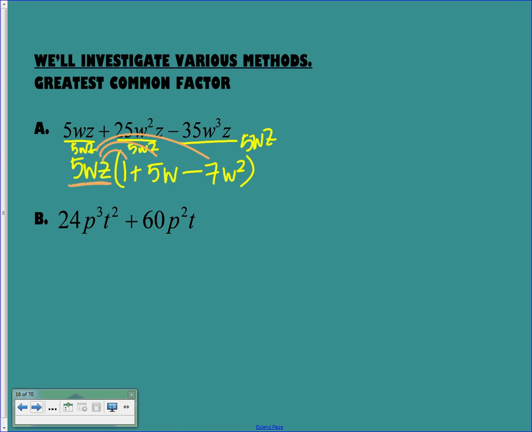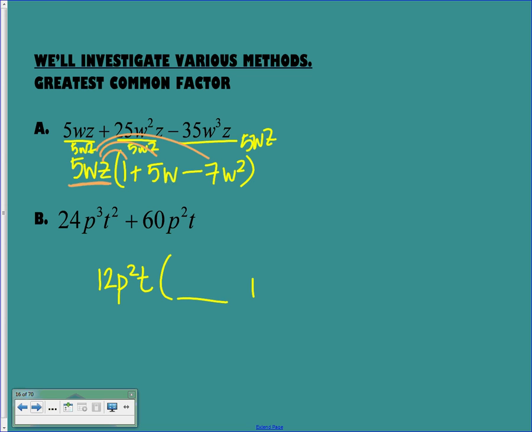In part B, I'm going to first look at my numbers, 24 and 60. The greatest common factor I can take out of both of those is a 12. Now I'm going to look at my p's. Well, I have 3 p's in the first one and 2 p's in the second one, so the greatest factor I can take out is 2 of them. If I look at the t's, I've got 2 in the first and 1 in the second, so the greatest one I can take out is 1t. So that's the chunk I take out.